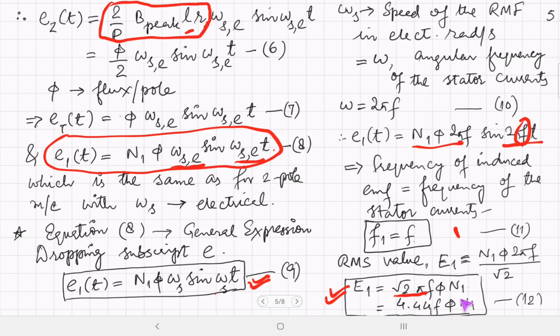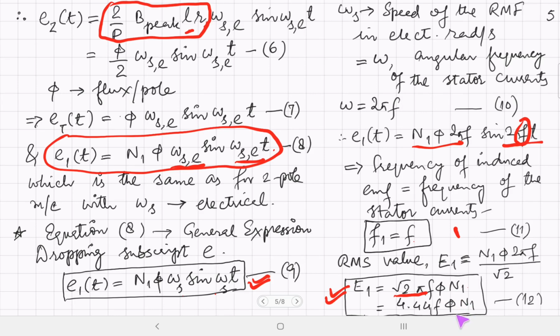And if you have a look at this expression, it is quite similar to that obtained for a transformer. In case of a transformer, f is the frequency, and instead of phi we usually write phi m, where phi m is the maximum value of the flux passing through the core of the transformer, because in that case the EMF is induced because of changing flux, and the flux varies sinusoidally, and therefore we take the maximum value of the flux in case of a transformer.